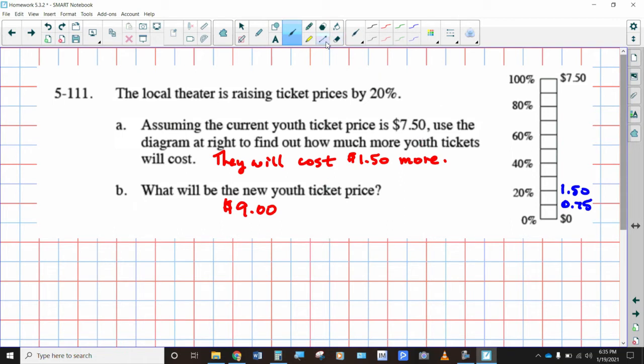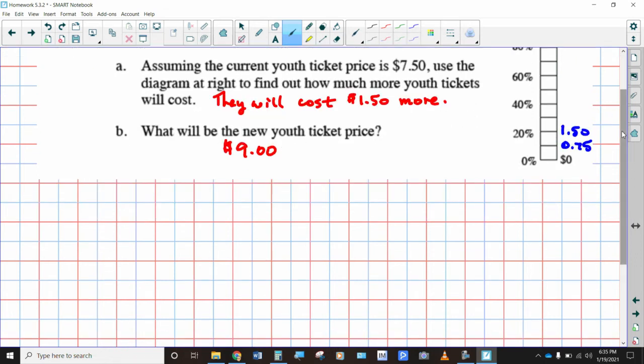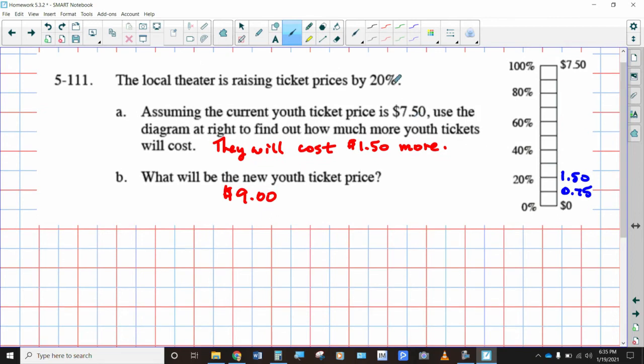I talked about this once before, and I just want to go back to it right now. We are going to use this in conjunction with what I've taught you in the past. Remember when I said that if you can find 10% of any number, if you can find half of any number, or if you can double any number, you can solve a lot of these problems relatively easily, right? Whenever you find 10% of a number, it's just moving the decimal 1 place to the left. So 10% of $7.50 would be 75 cents.